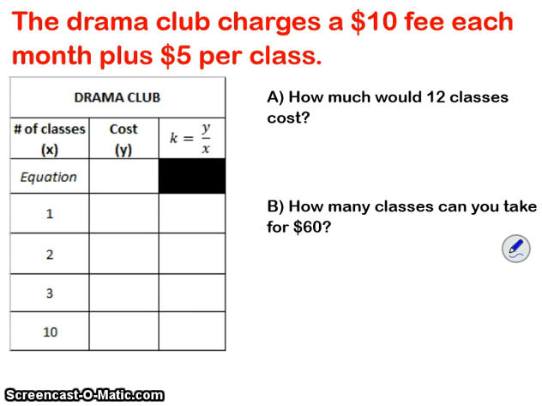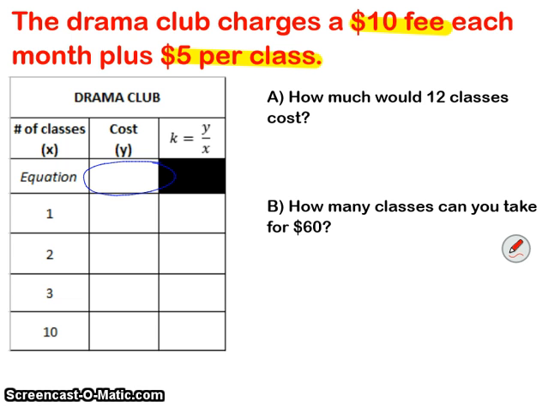This is your example. It says the drama club charges a $10 fee each month plus $5 per class. So the very first thing I need to do is create an equation, and that's going to go right here. I want to write an equation that represents that problem. I need to highlight the important information, so I'm going to highlight $10 fee and $5 per class. Those are the two important things in our problem.